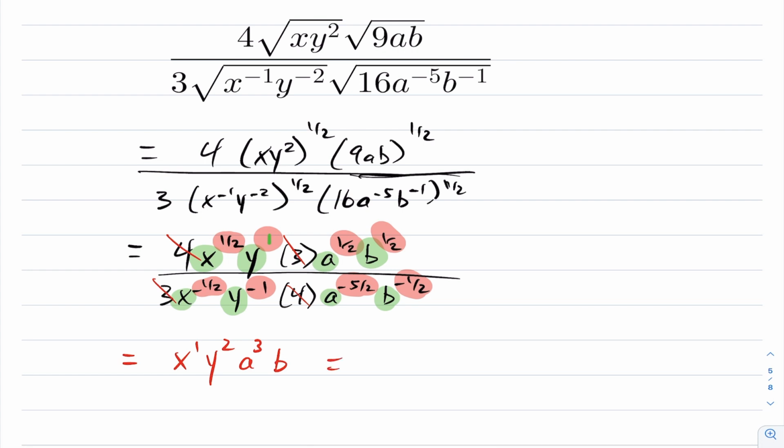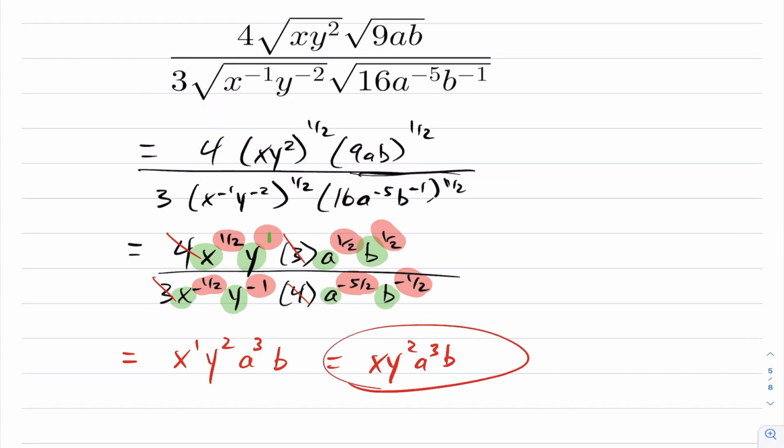So simplifying this up and wrapping this up, this is xy squared a cubed times b. And now we have our expression fully simplified. Let's take a look at the next example.